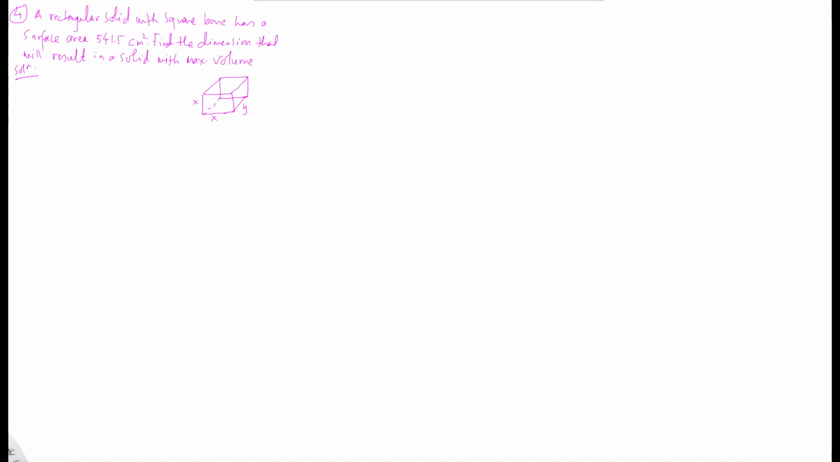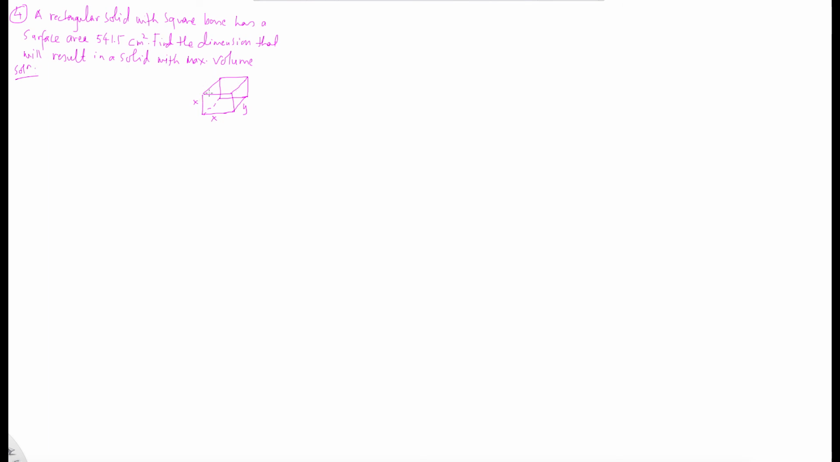Alright, let us take another example. It says a rectangular solid, it's like a box, with a square base, has a surface area of 541.5 centimeters squared. Find the dimensions that will result in a solid with maximum volume. So what we're doing is putting that box in a sleeping position, meaning that the longer face is on the bottom.